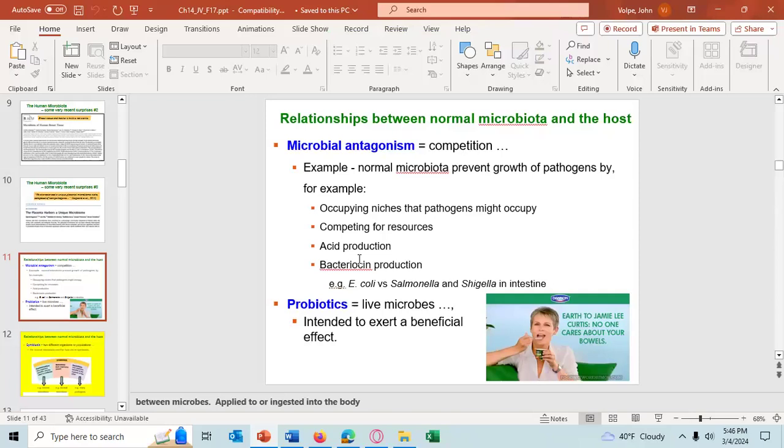All right, any question about microbial antagonism? If not, let's move on to probiotics.